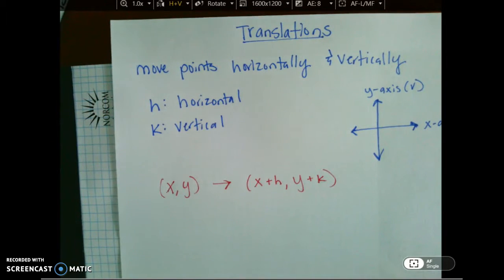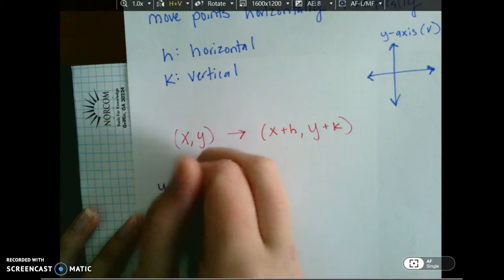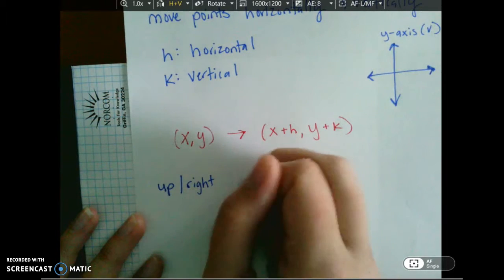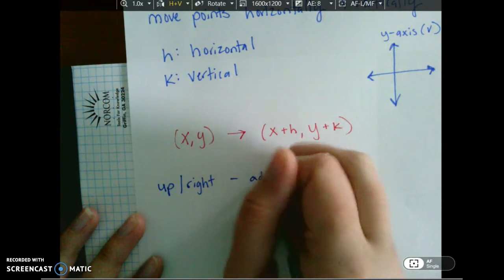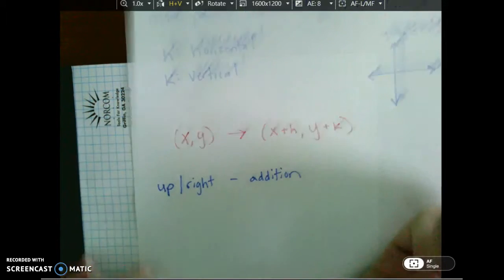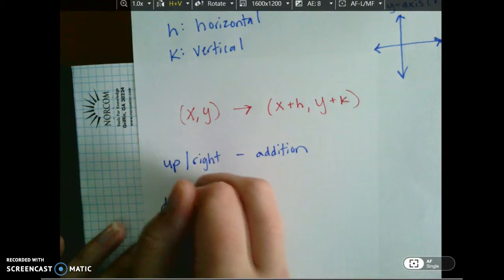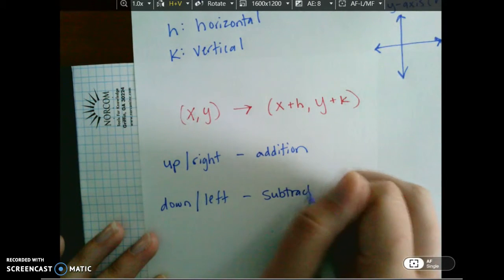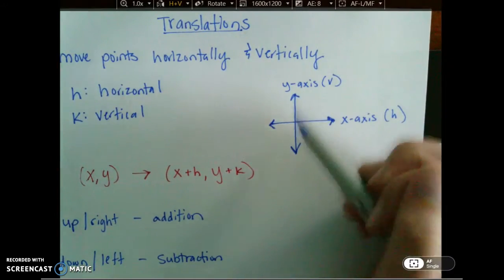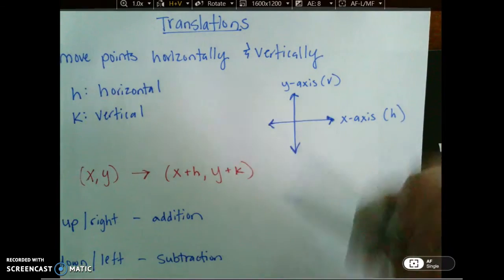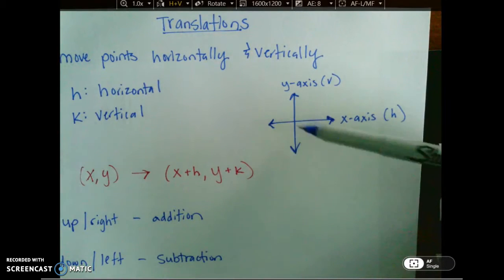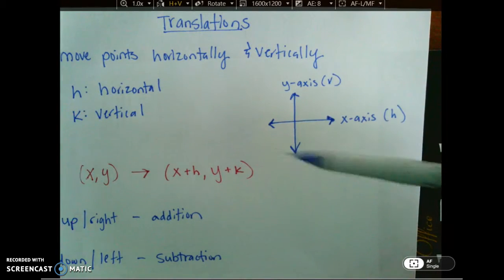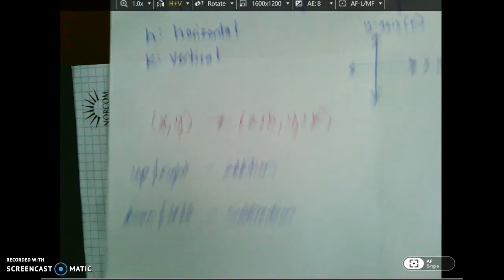Now, something to keep in mind. Anytime you go up or right, you are using addition. However, anytime you go down or left, we're going to subtract. Which makes sense when you think about it on a coordinate grid: all our numbers that are right and up are positive numbers, which represent addition, and all the numbers to the left and down are negative numbers, which would be subtraction. So that's how you keep it straight.